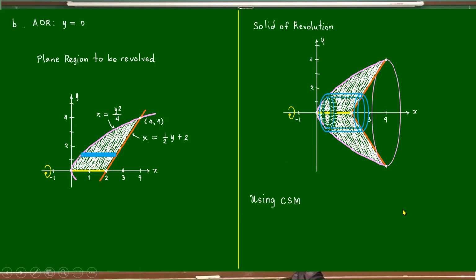So the element also will revolve, of course, forming the shell. So using cylindrical shell method, volume of this shell is dV, which is equal to 2 pi RH dt. R is y minus 0. So the radius is y. Any point along this element is y minus 0. So that radius is y. The element is x, right? That is 1/2 y plus 2 minus x left, y squared over 4. So this is the height. dt is what? dy, because this is horizontal.